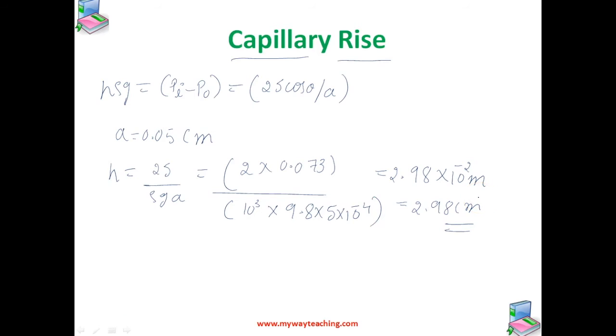If the liquid meniscus is convex, as for mercury, that is, if cos theta is negative, then it is clear that the liquid will be lower in the capillary. Okay, this is the conclusion of this part.